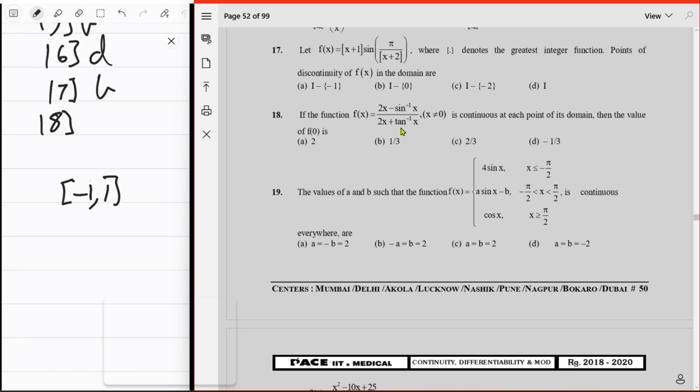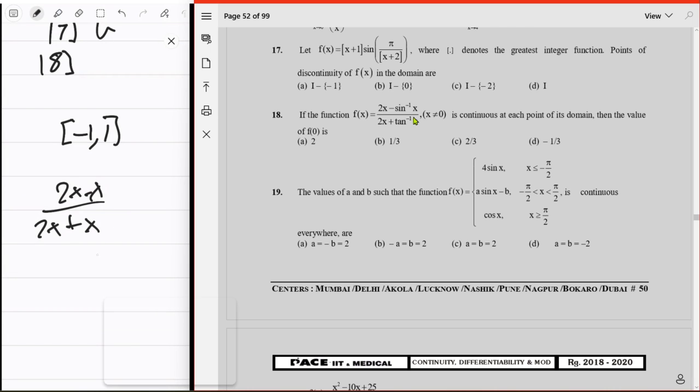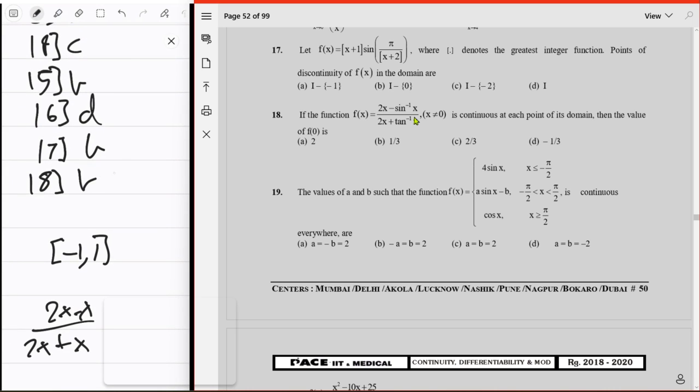So what is the value of f of 0? Oh, that's what you want to find. Seriously, why did you make me think about the whole domain in that case? Right, so as x approaches 0, this thing just becomes like 2x minus x upon 2x plus x approximately. So yeah, just 1 upon 3, which is B. Next question.